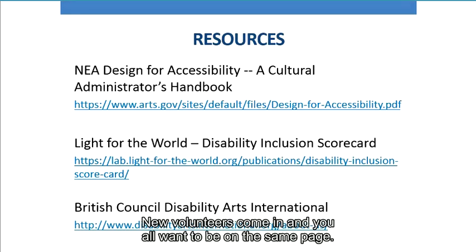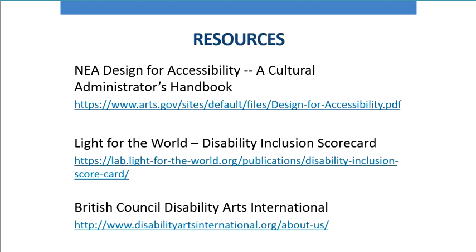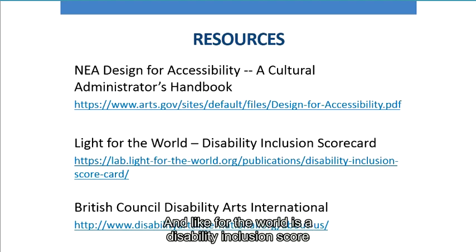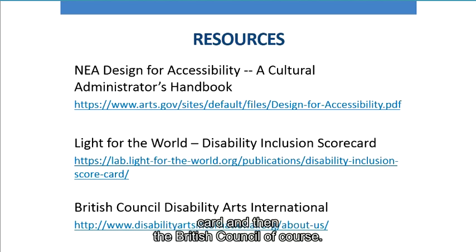Here are the resources, some great ones for really looking at your organization. The NEA Design for Accessibility. This is a handbook that's been out for many, many, many years. And Light for the World is a disability inclusion scorecard. And then the British Council, of course. Take a look at all of the incredible things that are happening in the UK in terms of disability arts.